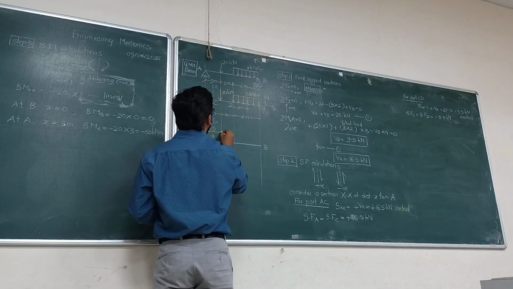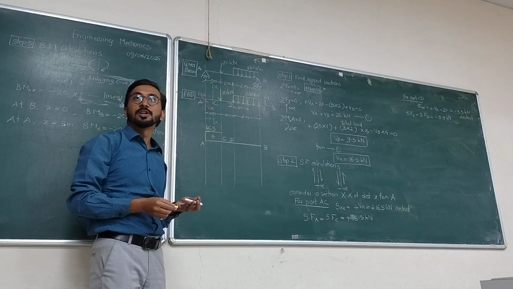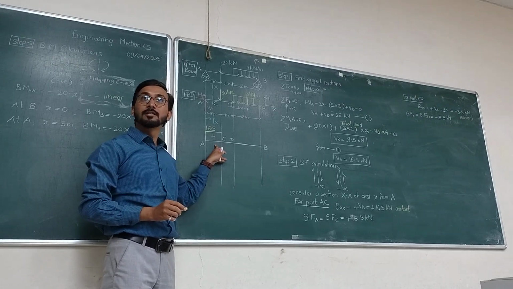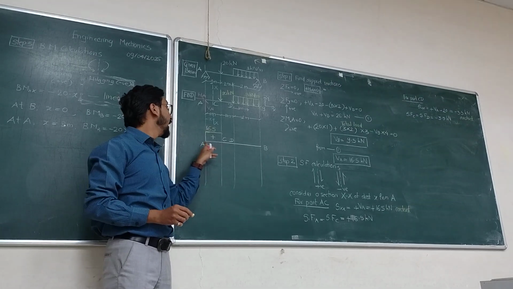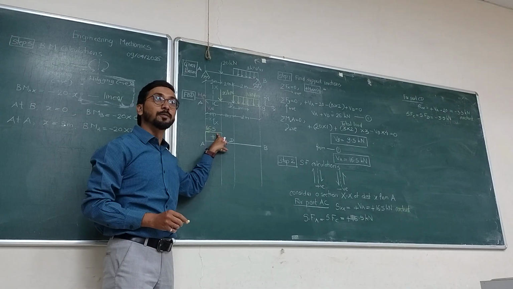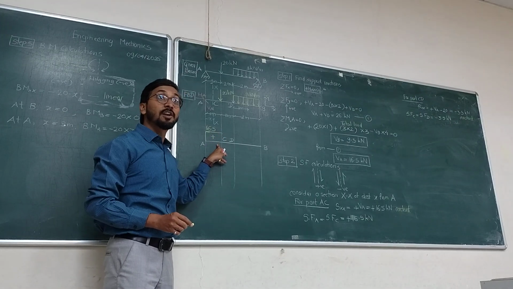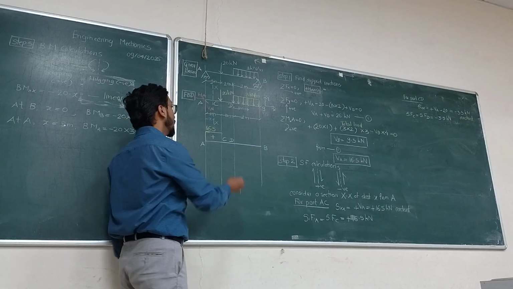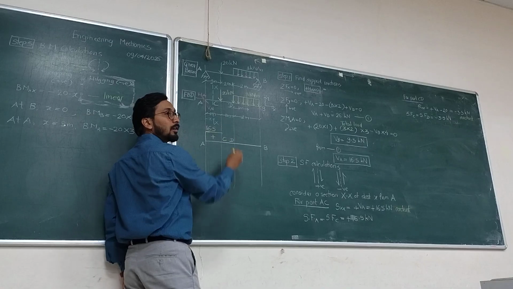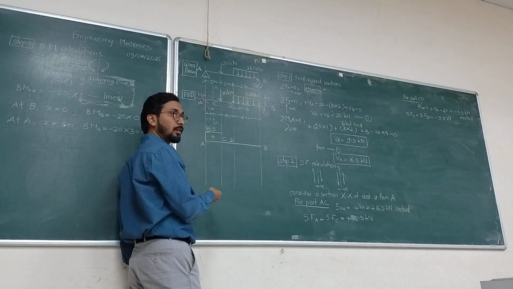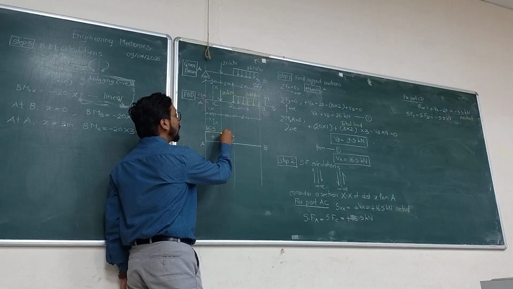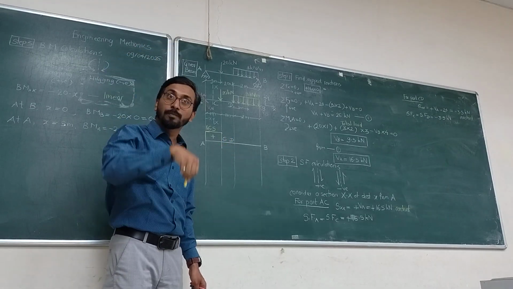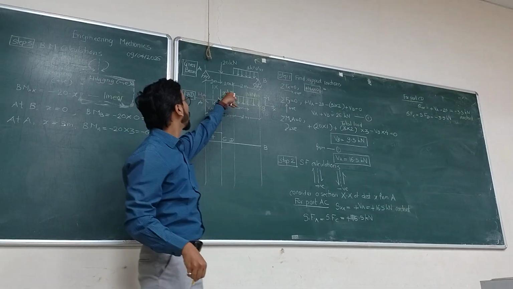Draw that in the SFD. Look here. At C, shear force in AC is 16.5. At C, shear force in CD is minus 3.5. Look at what I'm doing. 16.5 to minus 3.5. What has happened? There is a drop. Why did that drop happen? Because of this 20 kN.